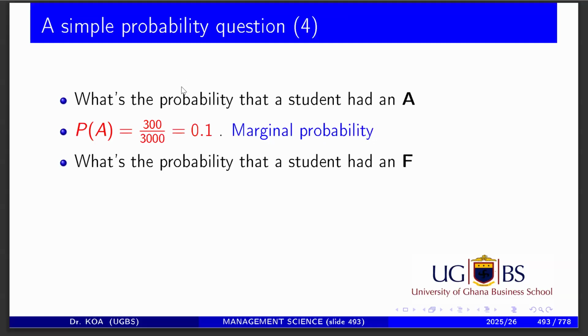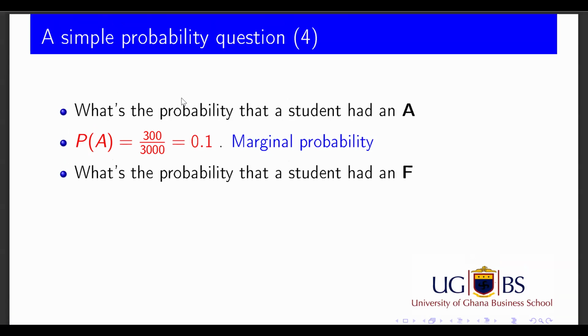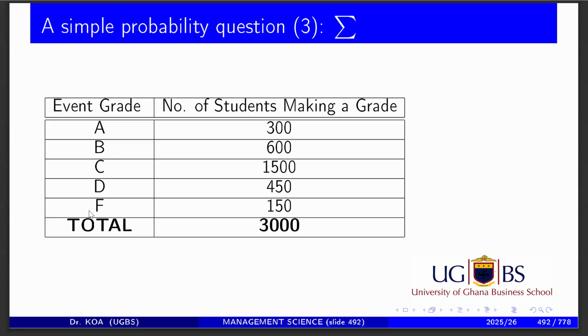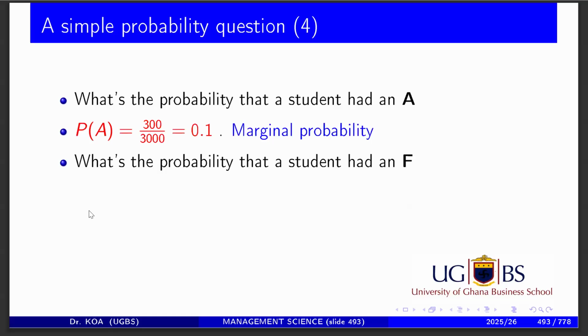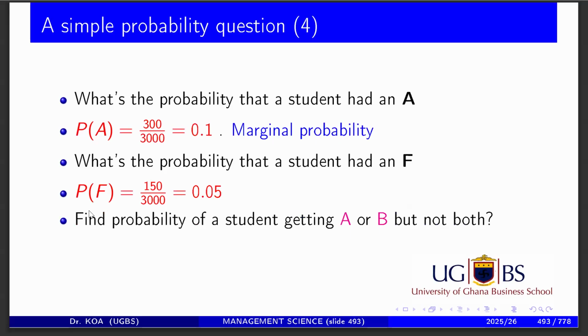Now, who can give an answer to this second one? Can we go back to the question? Yes, we are back to the question. Okay, so that one would be 150 over 3,000. Another marginal probability. Now, what is the probability that a student gets A or B, but not both? A or B, but not both.